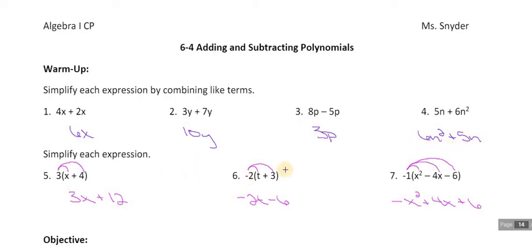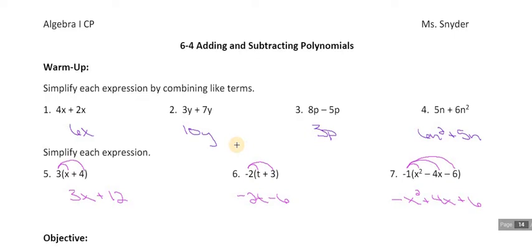Numbers 5 through 7, we just distributed. Notice numbers 6 and 7, we were distributing a negative sign, so it required changing all of our signs. So number 6, we ended up with negative 2t minus 6. And then number 7, we were just distributing a negative 1, so negative x squared plus 4x plus 6.